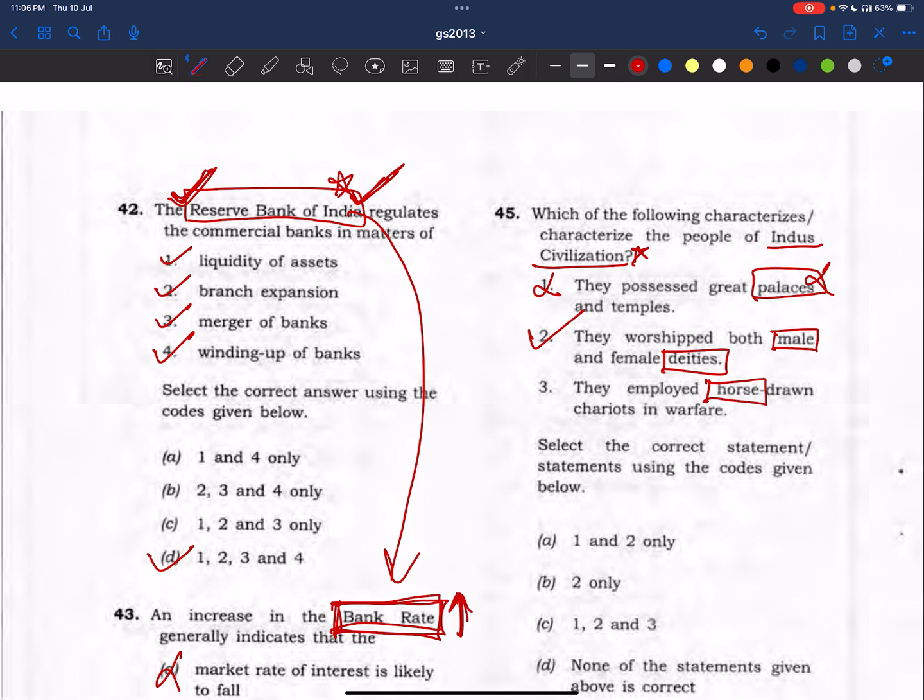I'll recheck it. I'll recheck the fact. I don't remember it now. Definitely, but horse is not known to Indus Valley people. Horse-drawn chariots are of Vedic period, not IVC period. So even this statement is wrong.